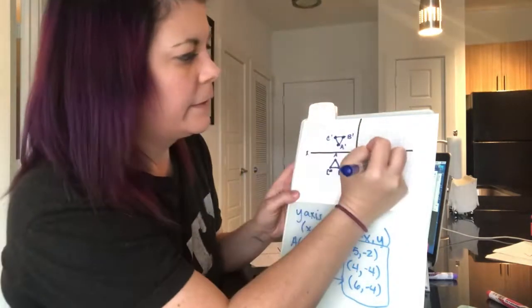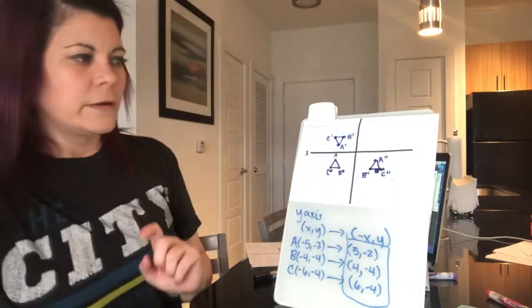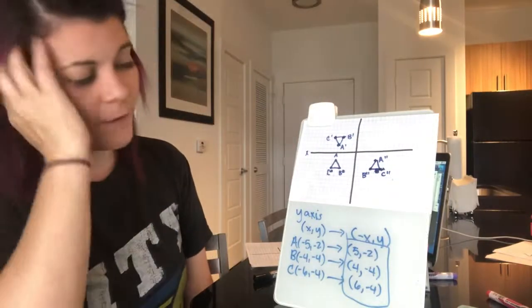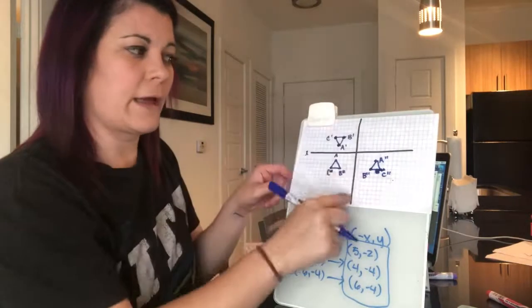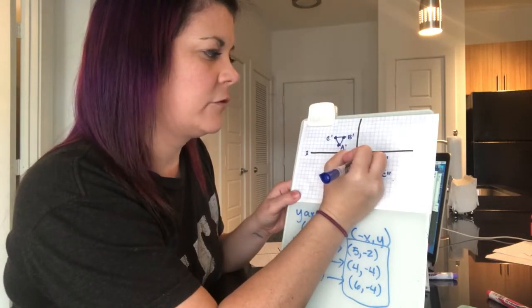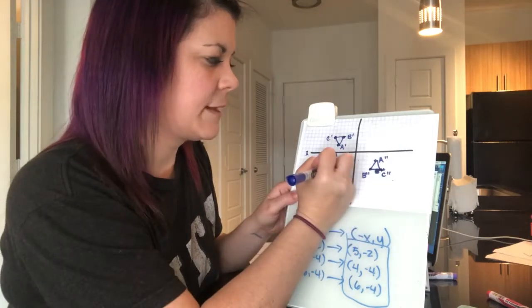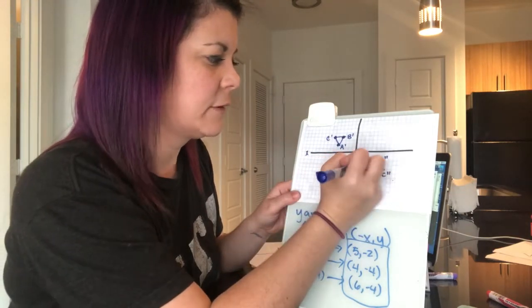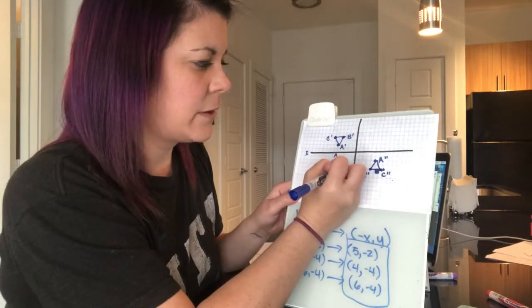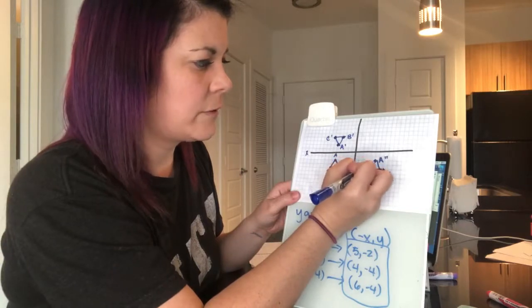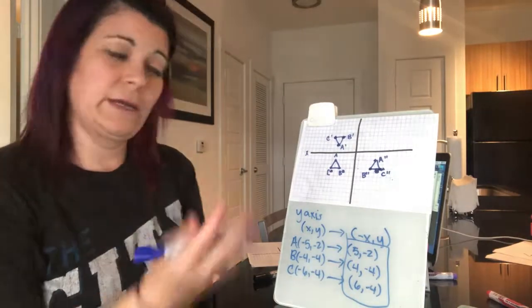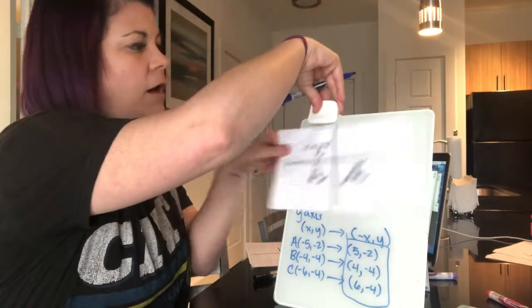Here is my triangle. Again, we can check it by seeing if it's the same distance from the line of reflection, which is the y-axis. A is 5 away, and on the other side, 5. It works out. C is 6 away, and 6 on the other side. And B is 4, and 4. So they're the same distance from the line of reflection. So we've done it.